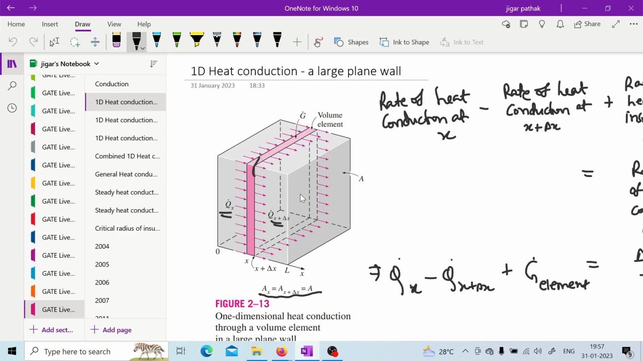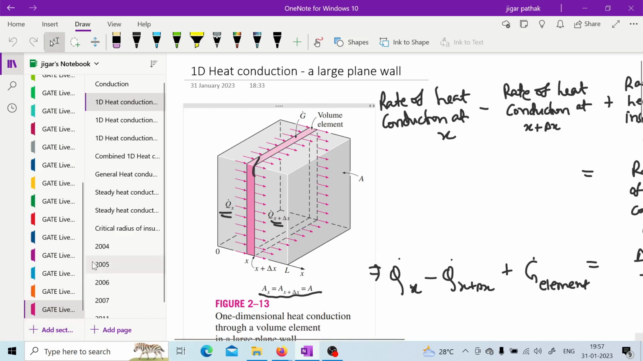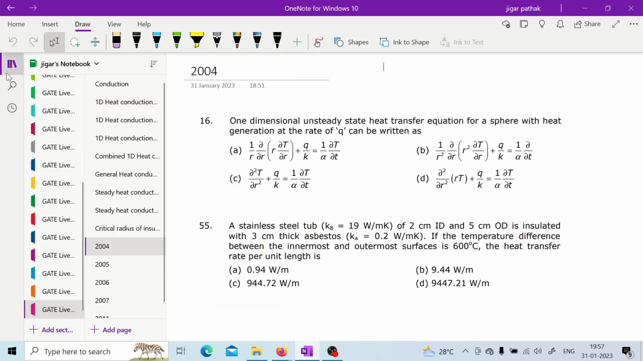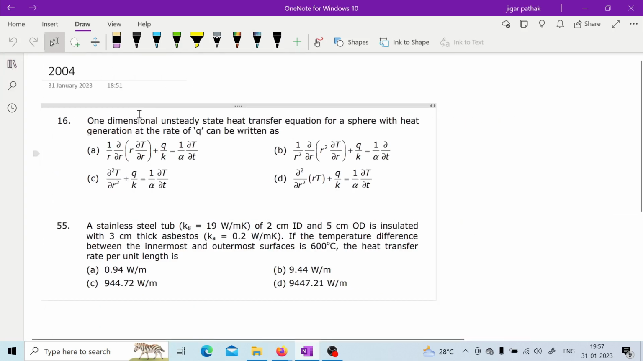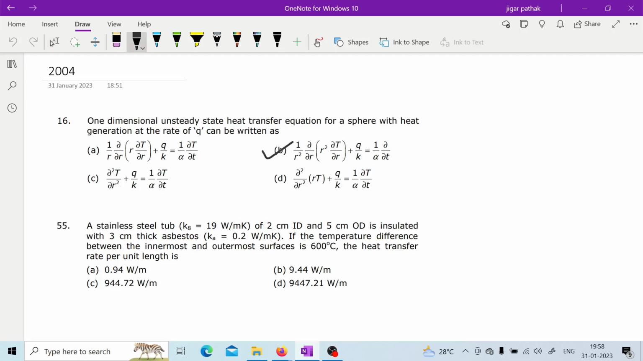Yes, sir. Okay, so now let us see some of the questions from GATE. This is a one-dimensional unsteady state heat transfer equation for a sphere with heat generation at the rate of Q. It can be written as. Can anyone tell the answer? It is a straightforward question. B. B will be the answer, correct.